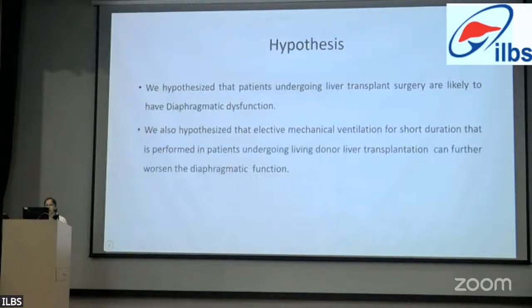So, our hypothesis is, we hypothesize that the patients undergoing liver transplant surgery are likely to have diaphragm dysfunction. We also hypothesize that elective mechanical ventilation, even for a short duration, performed in patients undergoing living donor liver transplantation, can further worsen the diaphragmatic function.